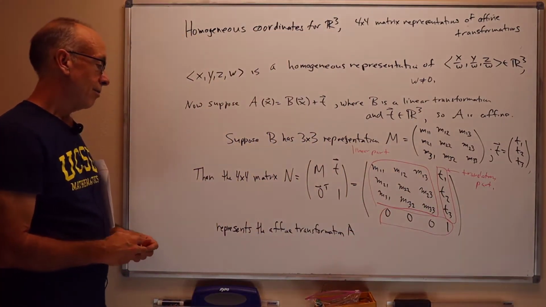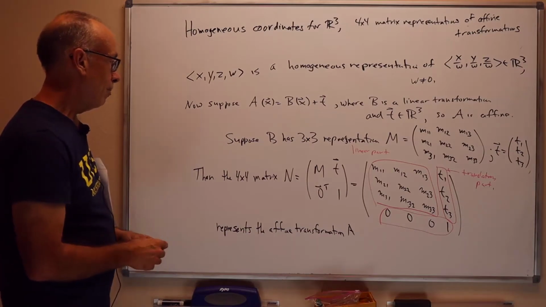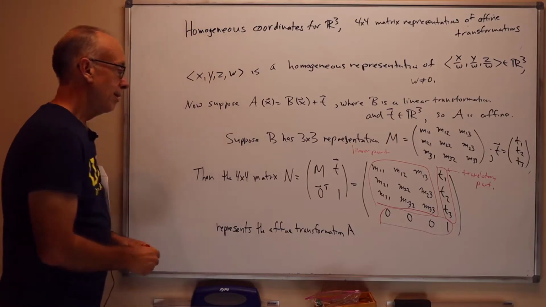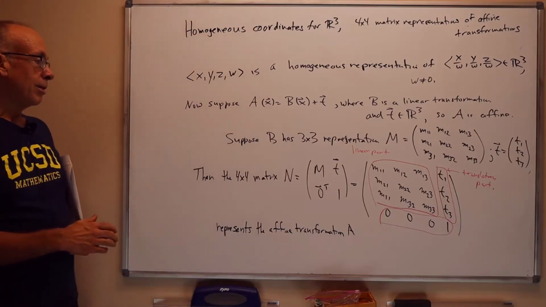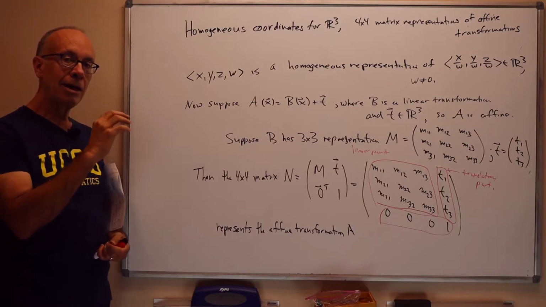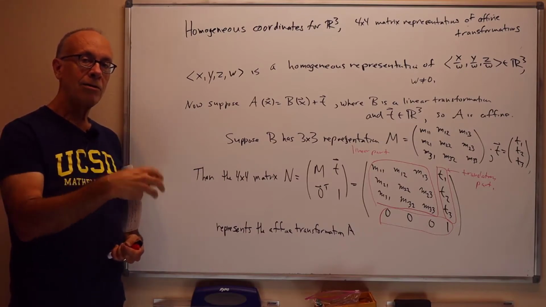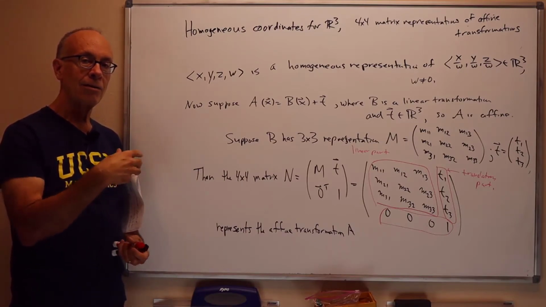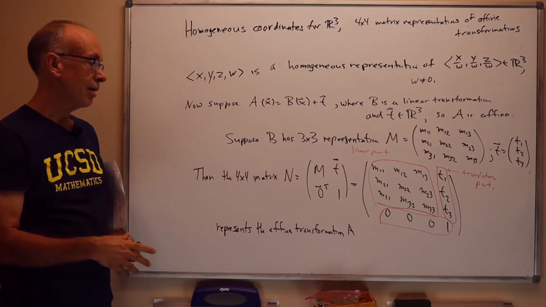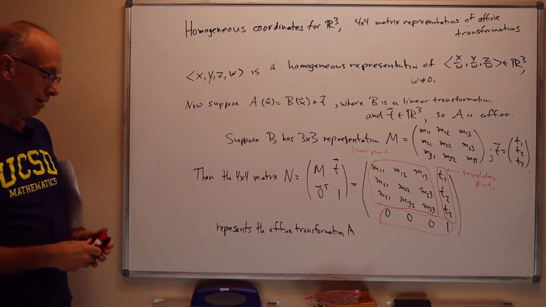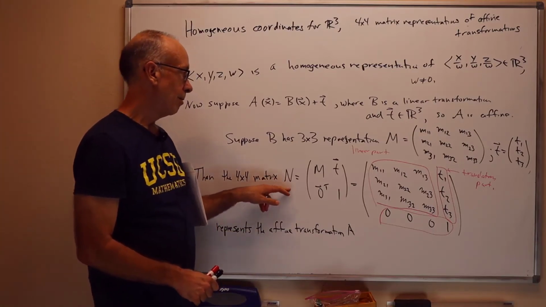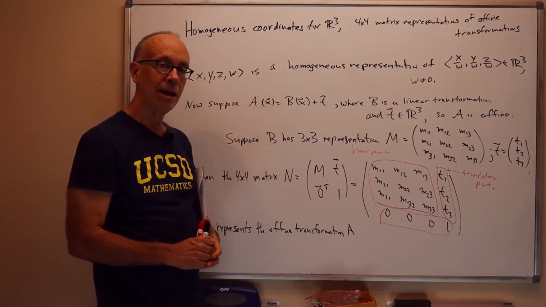But other than that, this works out and represents A in the sense that if you take any homogeneous representation of a point in R3, N times that representation gives you the homogeneous representation of the value of the transformation A of that point in R3. So exactly as before, the 4 by 4 matrix represents the transformation A.